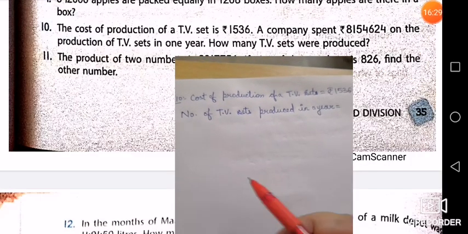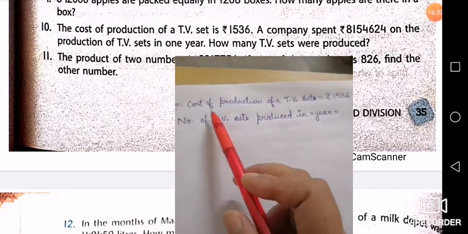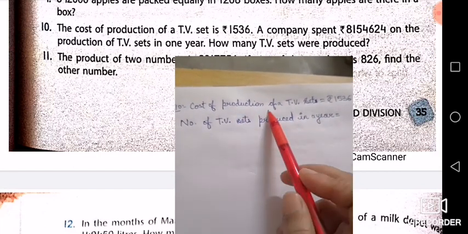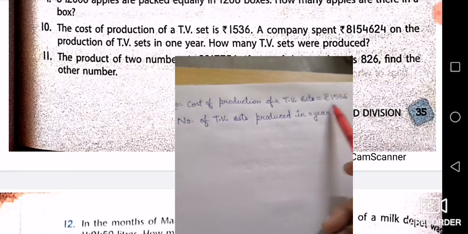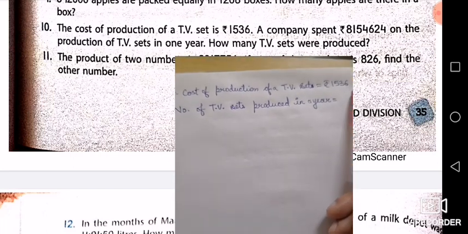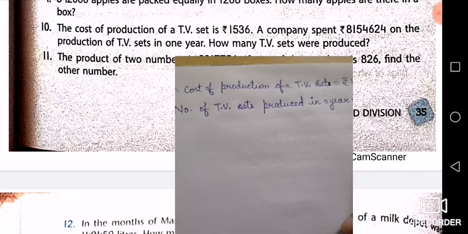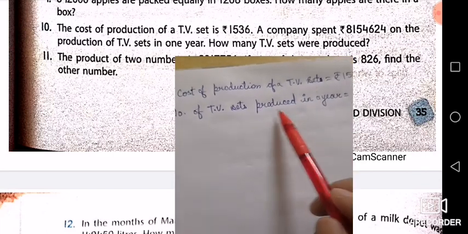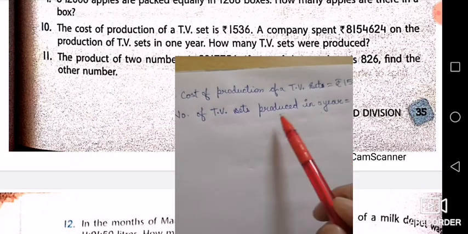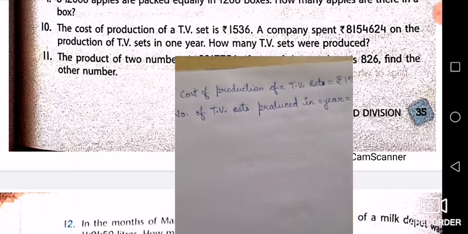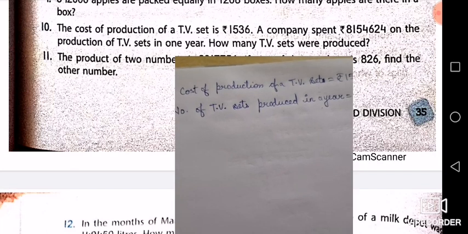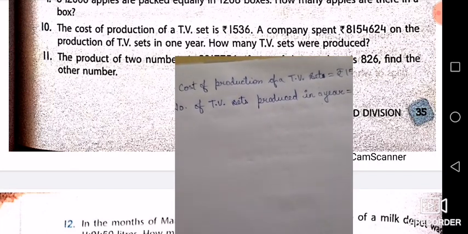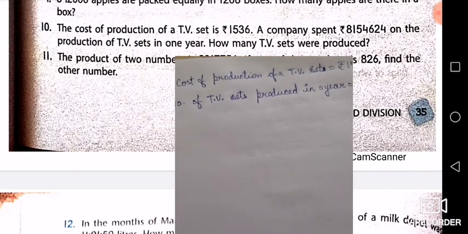So as you can see the question on the screen, cost of production of a TV set is rupees 1536, which is given in the question. Now what you have to find out is the number of TV sets produced in a year, because this much money which is given in the question, that is 81,54,624, was spent by the company in a year.